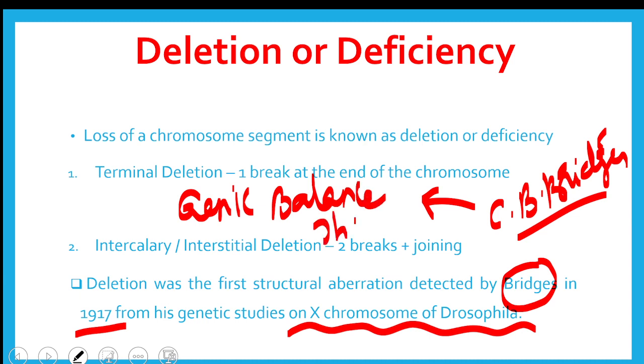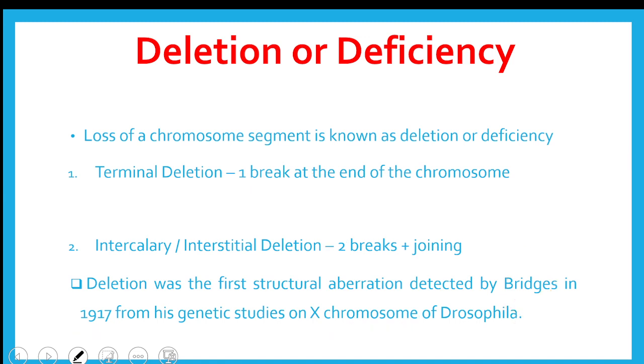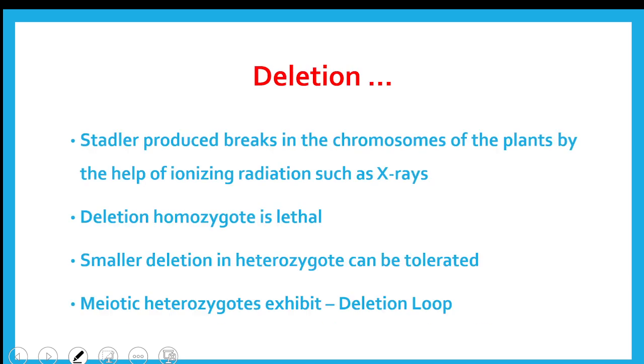Genic balance theory, where the sex index X by A ratio determines the sex in Drosophila. So while doing those experiments, he discovered deletion in Drosophila. Stadler is another scientist who produced breaks in the chromosomes of plants with the help of ionizing radiation such as X-rays. So we are saying that X-rays, chemicals and some other agents can create deletions. In order to prove it, Stadler exposed certain plants to X-rays and found deletions.